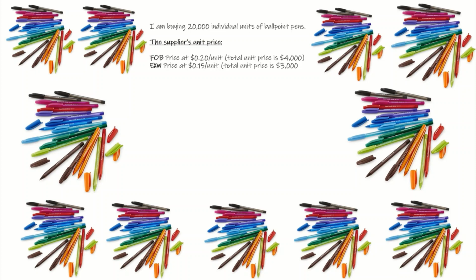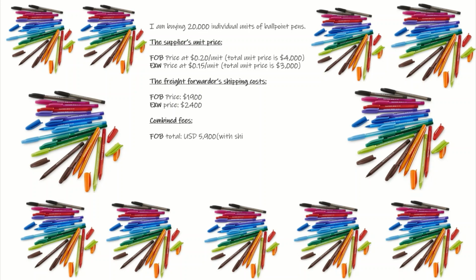The next number that you want to worry about is the shipping cost. You want to go ahead and turn to a freight forwarder, shop around. The same thing, you want to shop around with your supplier as well and just see who works best for you. Now I'm going to ask a freight forwarder what the shipping cost would be. So for FOB price, they're giving me $1,900. The EXW price, I'm getting $2,400. Once I grab the two totals, the FOB total is $5,900 and EXW total is $5,400. So this grand number just includes the shipping and the unit cost.